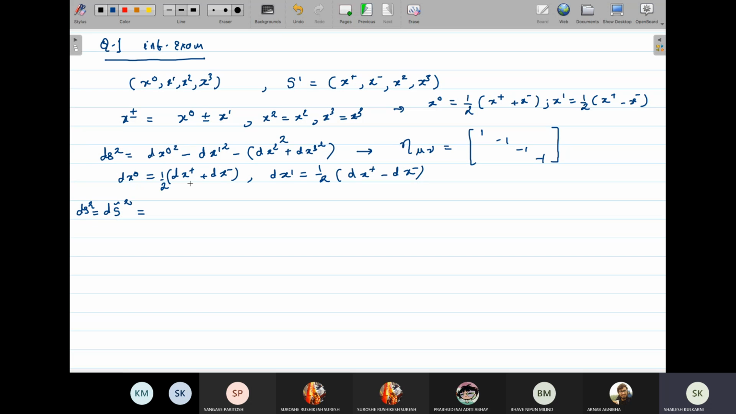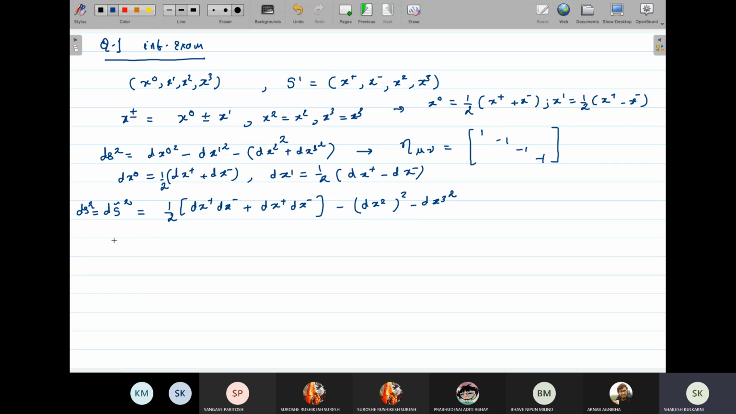You will see that the cross term will survive and dx plus square, dx minus square will have coefficient 0. So you can write this as half of dx plus dx minus plus half of dx minus dx plus. I could have written just dx plus dx minus, but I want to write it in a symmetric form. That's why I put half here, and minus dx2 square minus dx3 square.